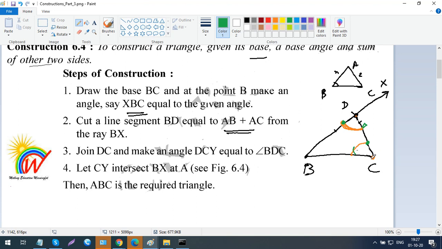Then join these two like this. So DCY and BDC will be equal. Now here you name this point A. So ABC is your required triangle. They say let CY intersect BX at A. You don't actually have to draw the line Y, you can just mark the point wherever it intersects as A. So this is your triangle ABC.